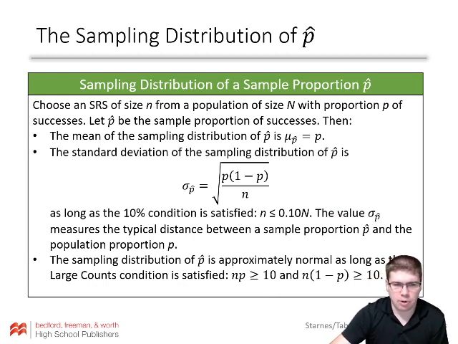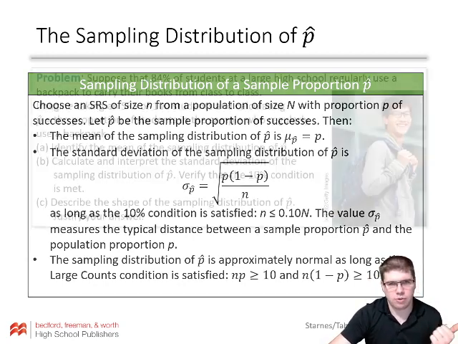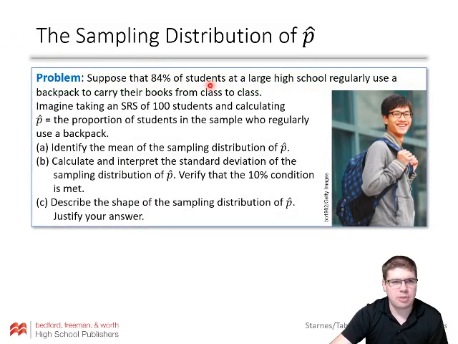All right, let's put all that together and look at a sampling distribution for an example. Suppose that 84% of students at a large high school regularly use a backpack to carry their books from class to class. Imagine taking a simple random sample of 100 students and calculating p-hat, the proportion of students in the sample who regularly use a backpack. If you repeat that process, you're going to have variability and get different results. So what is the distribution of those results going to look like? Identify the mean of that sampling distribution of p-hat, and we're going to do some other things as well.